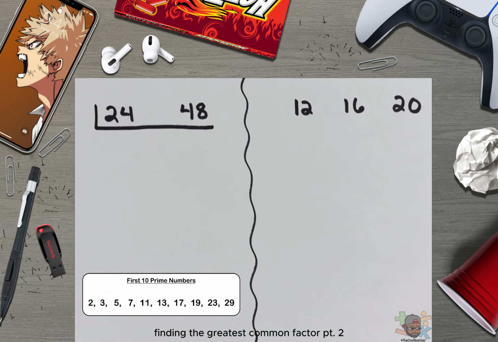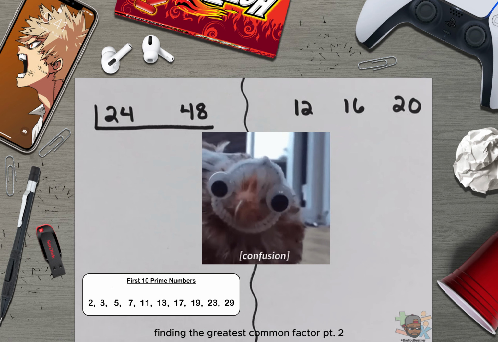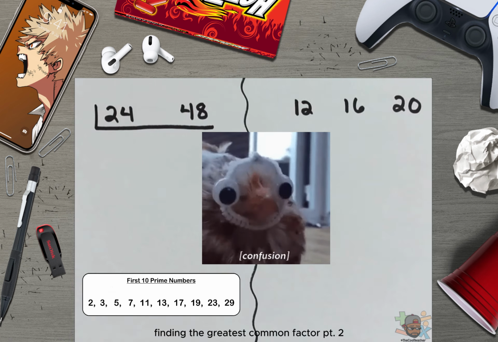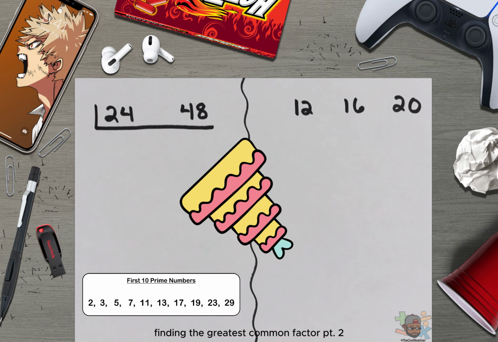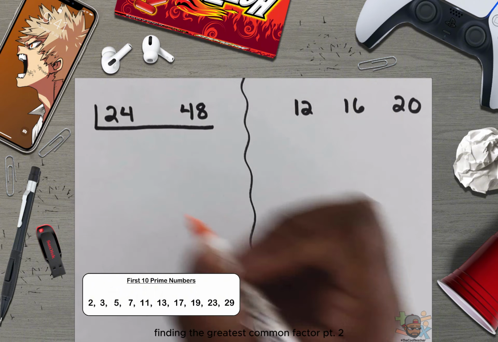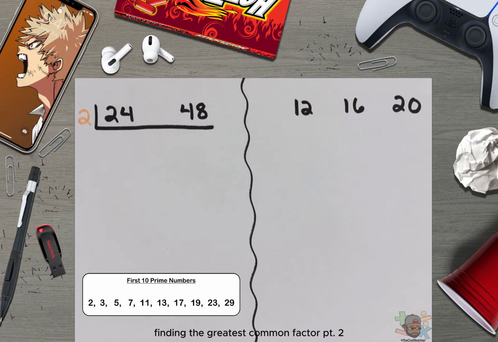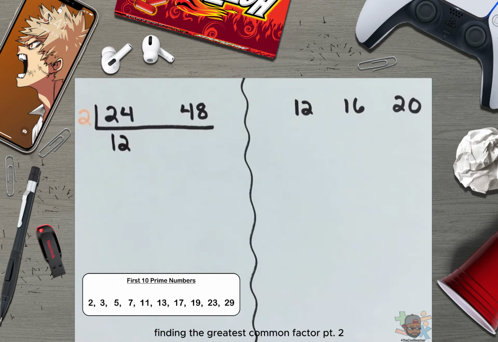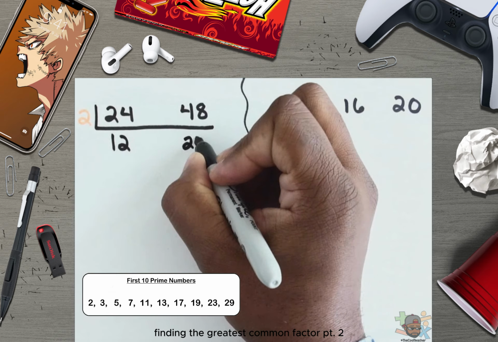So I'm going to go ahead and divide both of these by 2. Now, I know you're probably looking like, wait, if he's dividing, why is the house on the bottom? Remember, this is an upside down wedding cake, and like I said, you'll see why in a second. Now, when I take 24 and divide it by 2, I'm going to get 12. And when I take 48 and divide that by 2, it's going to give me 24.